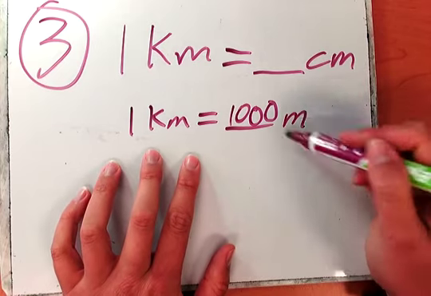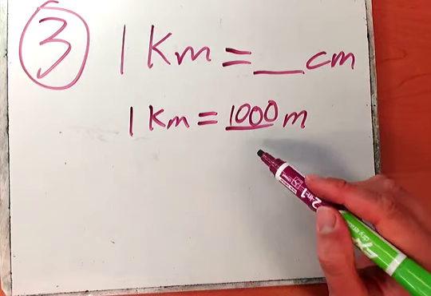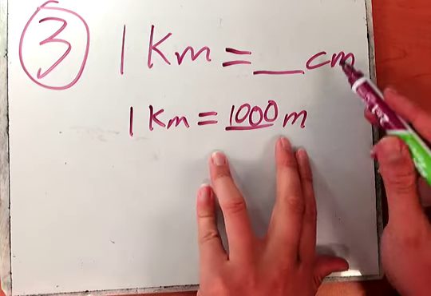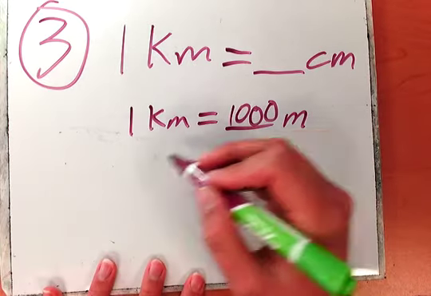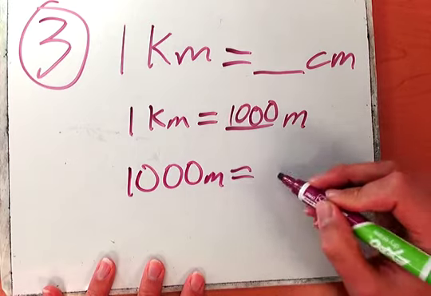A meter is about 1 step. A kilometer is about 3 laps around a track. So we end up getting 1 kilometer is 1,000 meters. But now, since those are equivalent, we could say, what's 1,000 meters in centimeters?